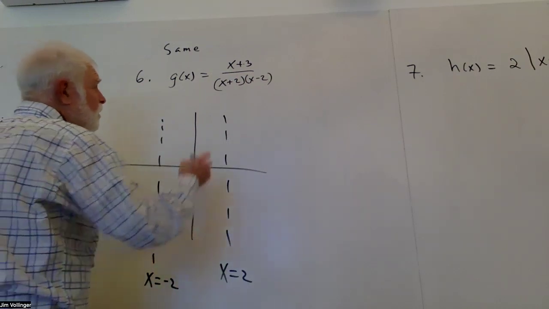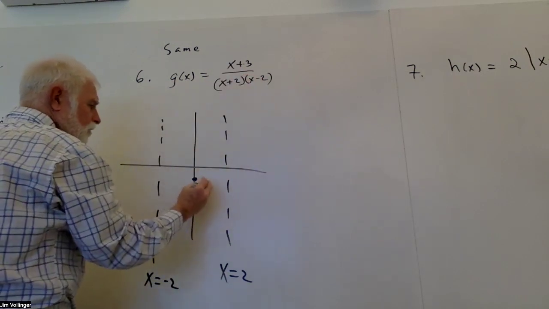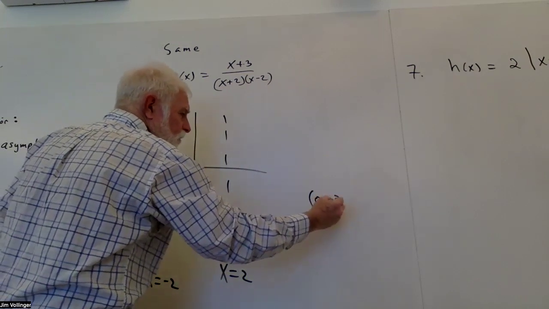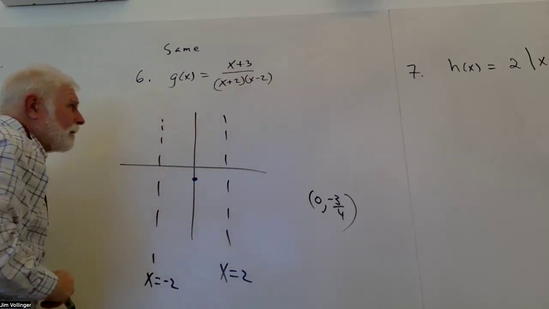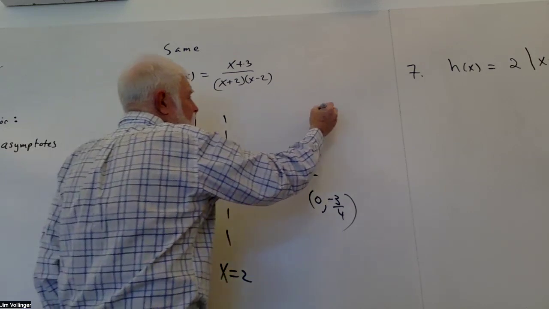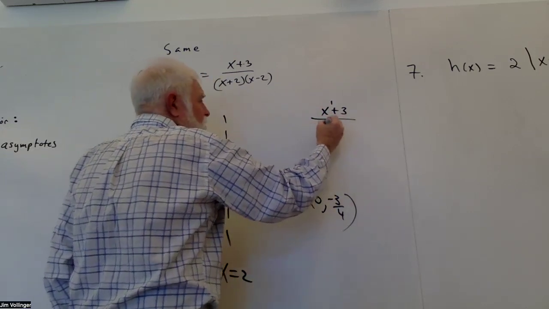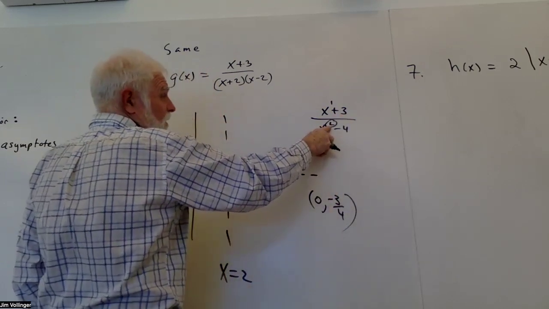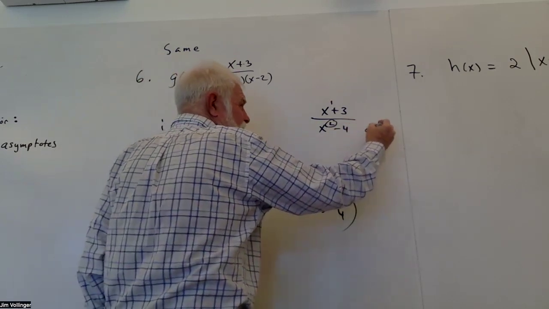Y-intercept's easy to find. It would have been easier if I left it as 3 over -4. 3, so 0 gets me -3/4. I can still see it throwing a 0 in. And behavior, I know this is going to 0 because I have x plus 3 is to the first power and x squared minus 4 is to the second. And when the denominator has a bigger power in it than the numerator, then this tends to dominate.